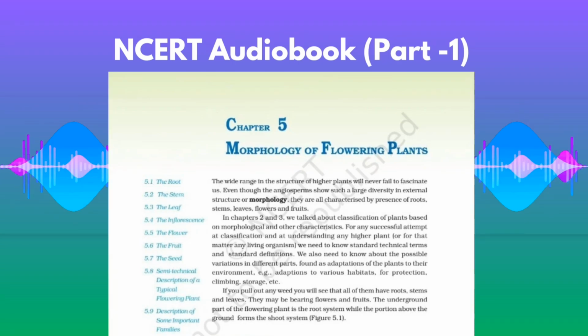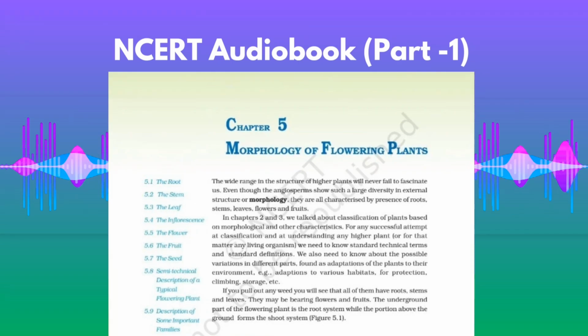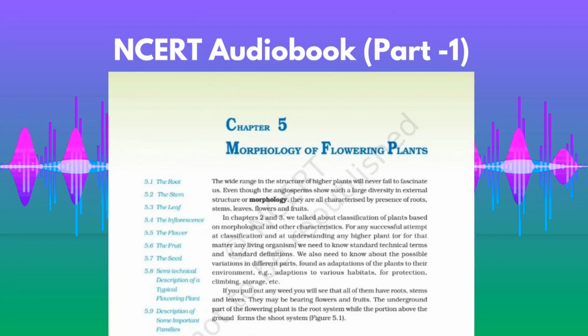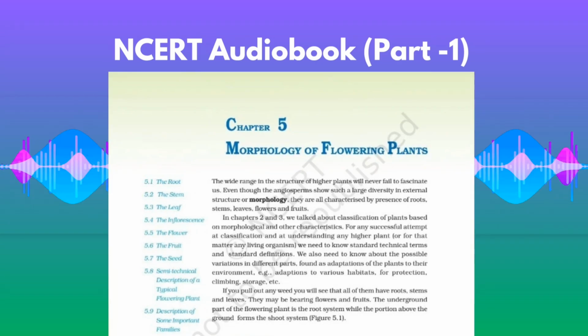Chapter 5. Morphology of flowering plants. 5.1 The root. 5.2 The stem. 5.3 The leaf. 5.4 The inflorescence. 5.5 The flower. 5.6 The fruit. 5.7 The seed. 5.8 Semi-technical description of a typical flowering plant. 5.9 Description of some important families.